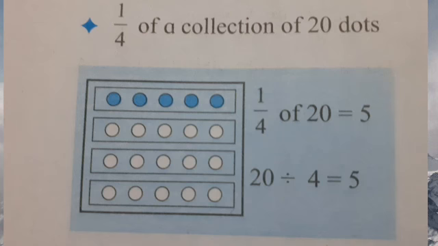Example 1, 1/4 of a collection of 20 dots. In this example, we have to divide 20 into 4 equal parts. If we divide 20 by 4, we get 5. So, each part will have 5 dots. If we draw 5 dots in one row and if we draw such 4 rows, we get 20 dots. Here we divide the number, meaning the collection 20, by the denominator, that is 4, to get the answer 5.